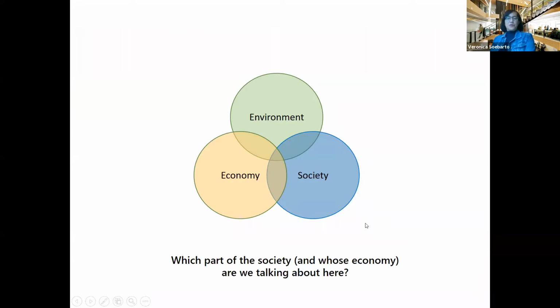I think in terms of social sustainability, the question we want to ask is what sort of society are we looking at here? Who are the people that we're talking about? Is it just a client? Is this just people who pay us to design their building? Or is it the surrounding as well?